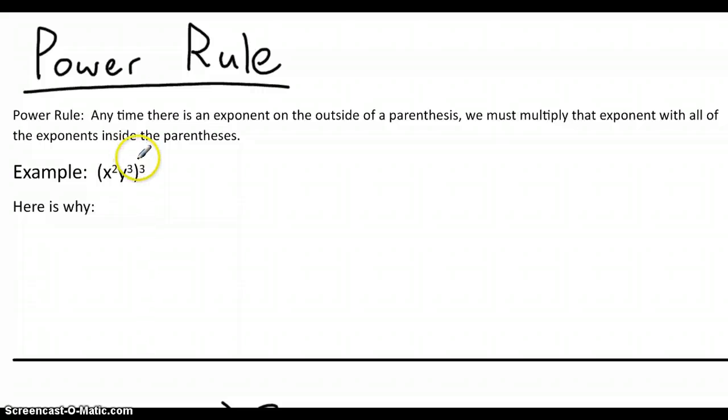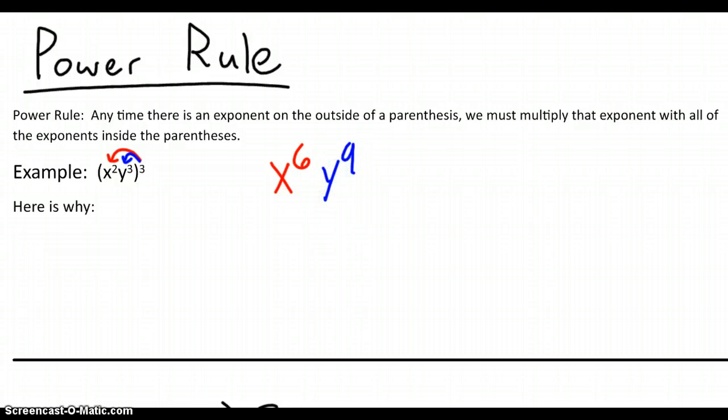Alright, so for this problem here, we take our 3 and we multiply it by this 2. We take this 3 and we multiply it by the 3 there. So our simplified answer would be an x to the 6th power and a y to the 9th power.